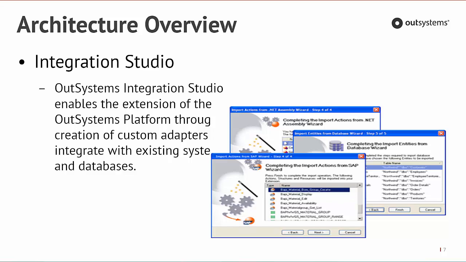The other two: you have a .NET Assembly Wizard, to allow you to import actions from a .NET Assembly. And you have another wizard for database integration, where you can actually import entities from an external database and make them available to the platform. These are just a few examples of the wizards. You have more functionality directly in Integration Studio.